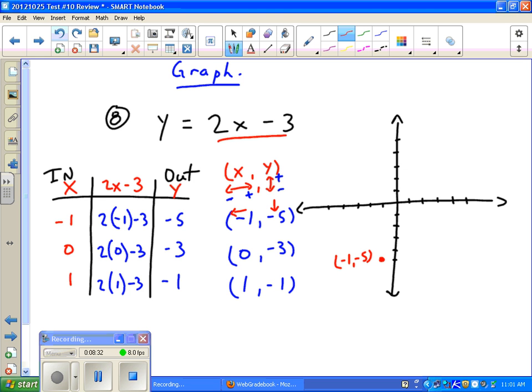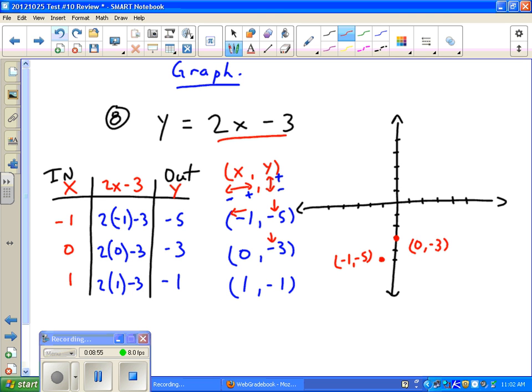Your second one is 0, -3. That means don't go left or right at all, but go down 3 times. So again, starting at the origin, you go down, not left or right at all, but down once, 2, 3 times. There's your second point. And again, I'll erase all of that so it doesn't make a mess. And that point is 0, -3.